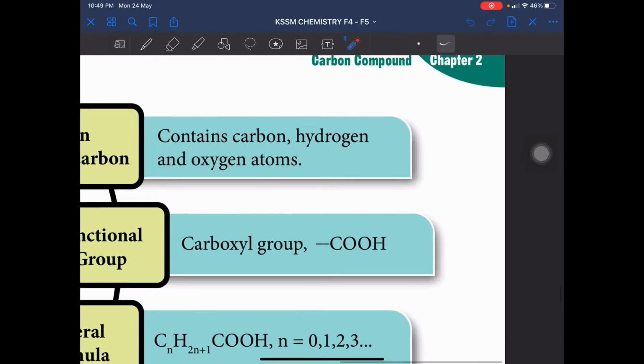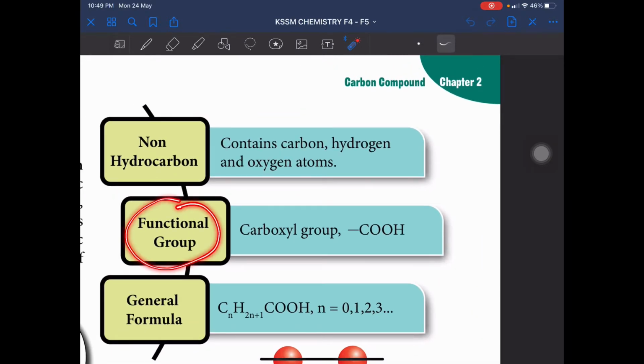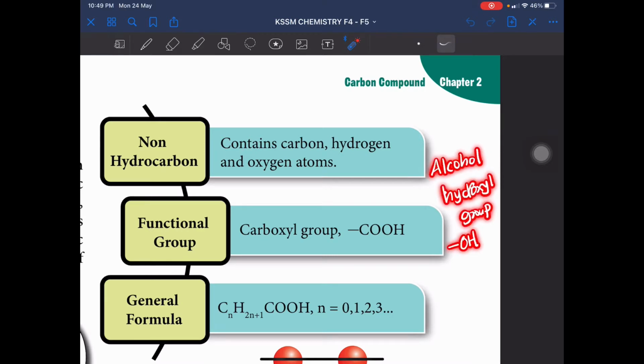COOH. So I would like to remind you one more time. Functional group is different for each homologous series. If you are talking about alkane, the functional group is the single bond between the carbon atoms. If you are talking about alkene, the functional group is the double bond between the carbon atoms. And if we are talking about alcohol, the functional group is the hydroxyl group. If we write it out, it is OH. Okay, so the functional group for carboxylic acid is carboxyl group, COOH.